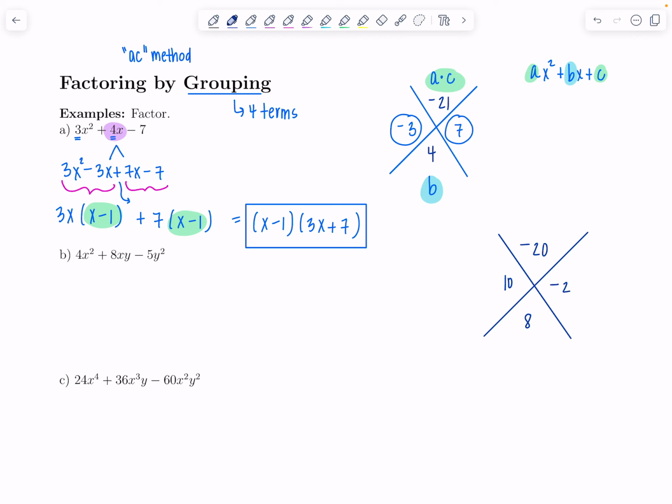Perfect. So I'm going to use these constants to split up the 8xy as follows. We have 4x squared plus 10xy minus 2xy minus 5y squared. And then factor by grouping. So pair them up, take out the GCF. From 4x squared and 10xy, I can take out a 2x, and then I'm left with 2x plus 5y.